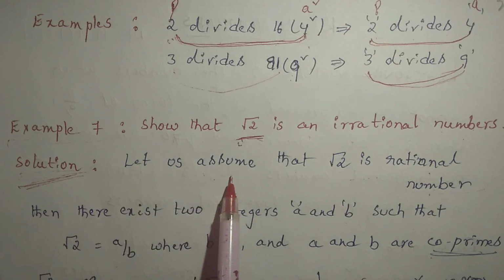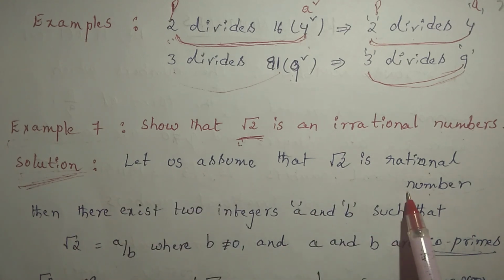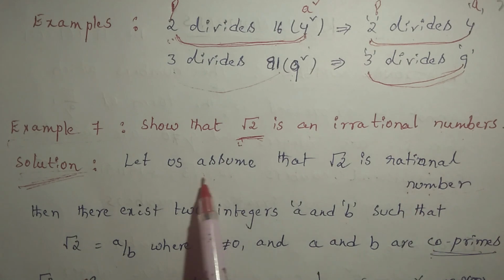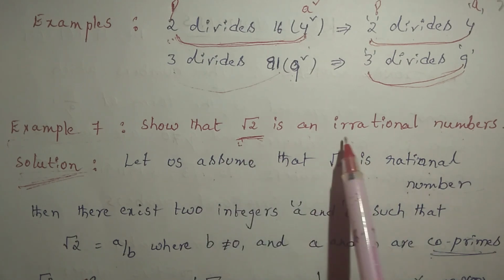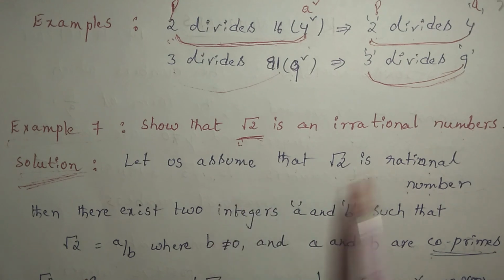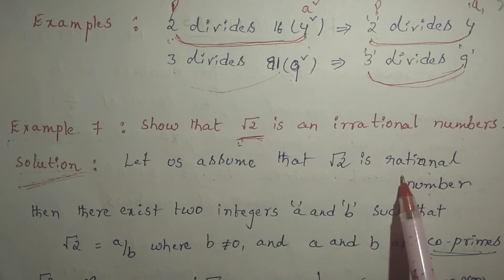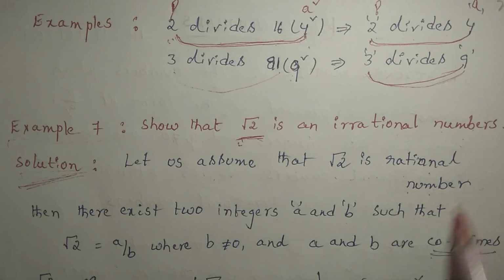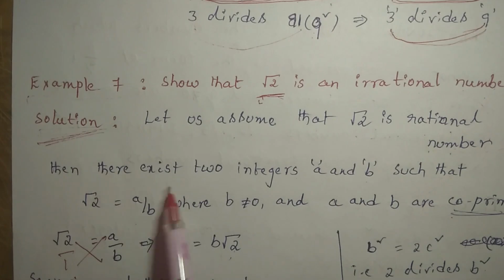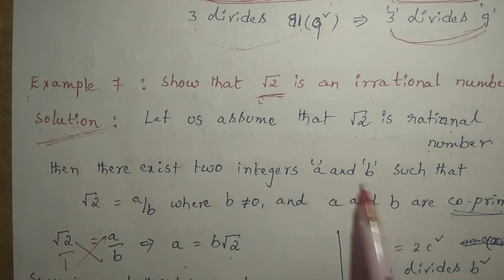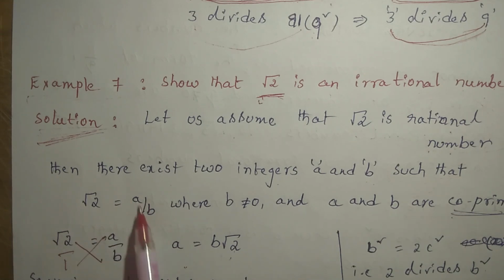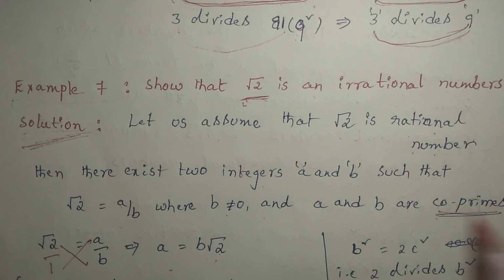First, let us assume that root 2 is a rational number. First we have to assume, because we have to show that the given number is irrational. Every rational number can be expressed in the form of p by q. Then there exist two integers a and b such that root 2 equals a by b, where b is not equal to 0 and a and b are co-primes.